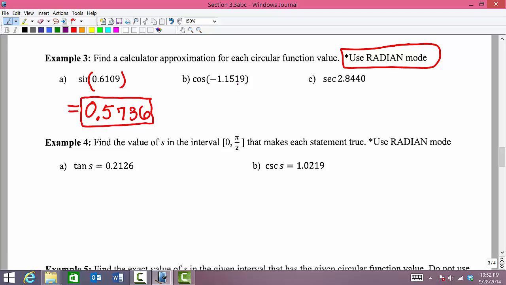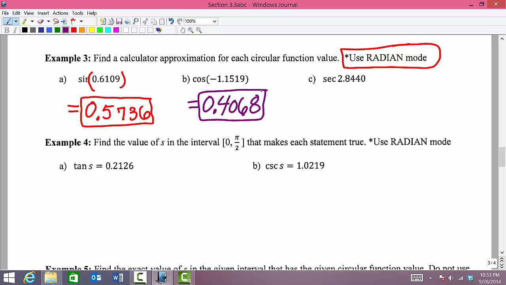Cosine of this angle given in radians. We're going to hit cosine and then negative, and then our angle value after that. And when I hit this into my calculator, I get 0.4068 rounding to the nearest 4 decimal places. So make sure that you can put those in and that those are the values that you find rounded to the nearest 4 decimal places.